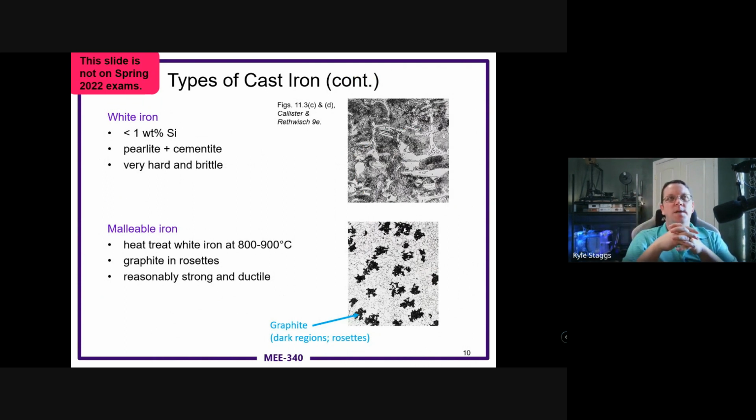Some more types of iron, especially for like white iron, less than 1% by weight silicon, perlite and cementite. So you can look for kind of this zebra striping pattern that's distinct. That's always indicative of a very strong material. But if there's a lot of it, like there is in this image, very, very hard, but also very brittle.